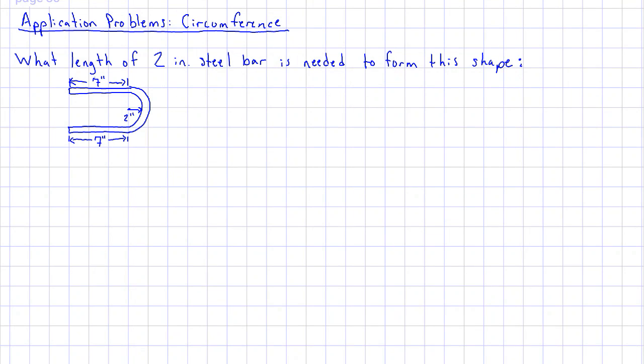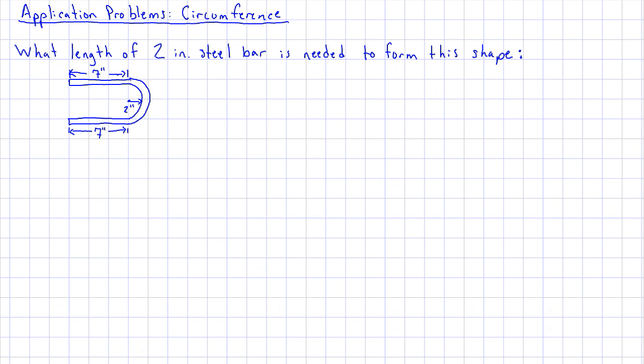Hello and welcome. So here we're going to do an application problem. We're going to look at what length of a 2-inch steel bar is needed to bend it into the following shape. So I have two straight pieces that are both 7 inches long and then a half circle that has an inner diameter of 2 inches.